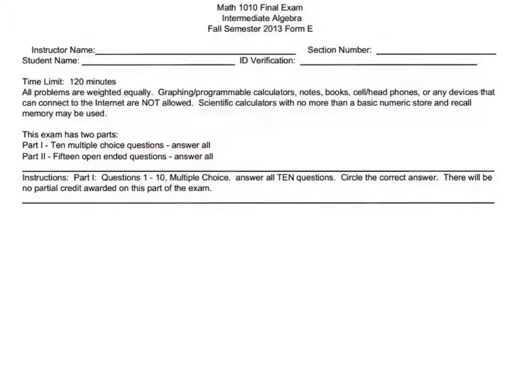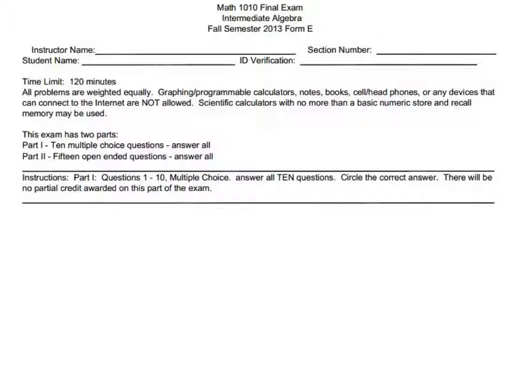Alright, this is going to be a review of Math 1010 Final Exam Form E from Fall Semester 2013. This is only a year ago, so this should be very similar to the final that you have in 2014. This review is for fall. Time limit 120 minutes, so you have 2 hours.